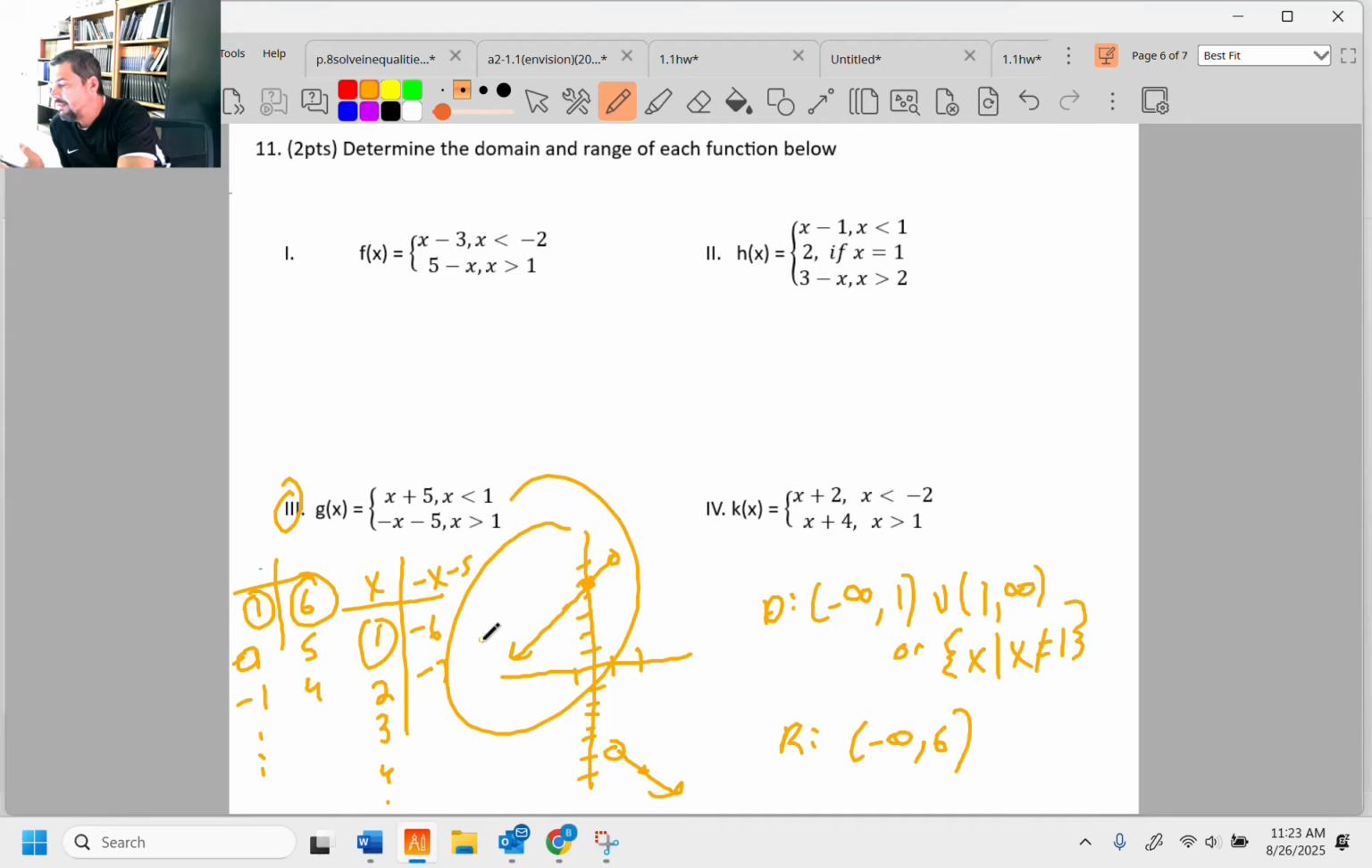So when you're doing these, just think about the graph. A picture's always worth 1,000 words. Or you can be that loser who doesn't graph them and doesn't know what's going on. And yes, I said loser. Because you are losing out on points. You are losing out on your grade.